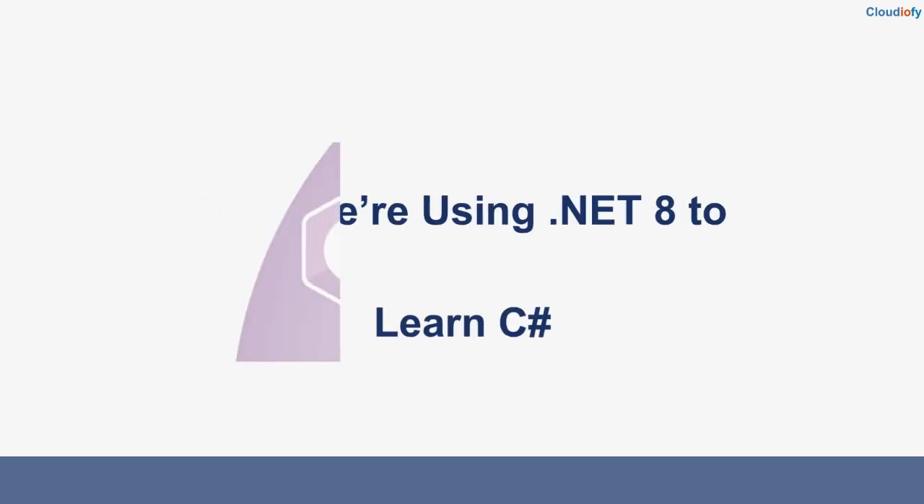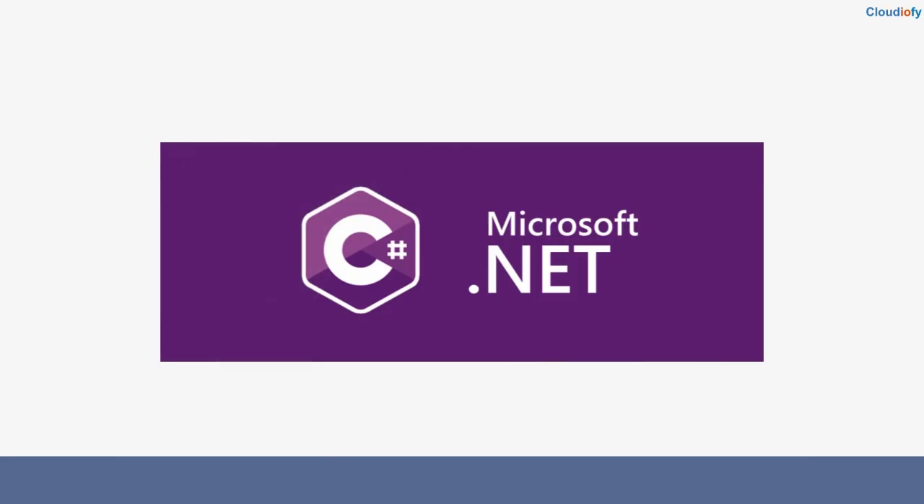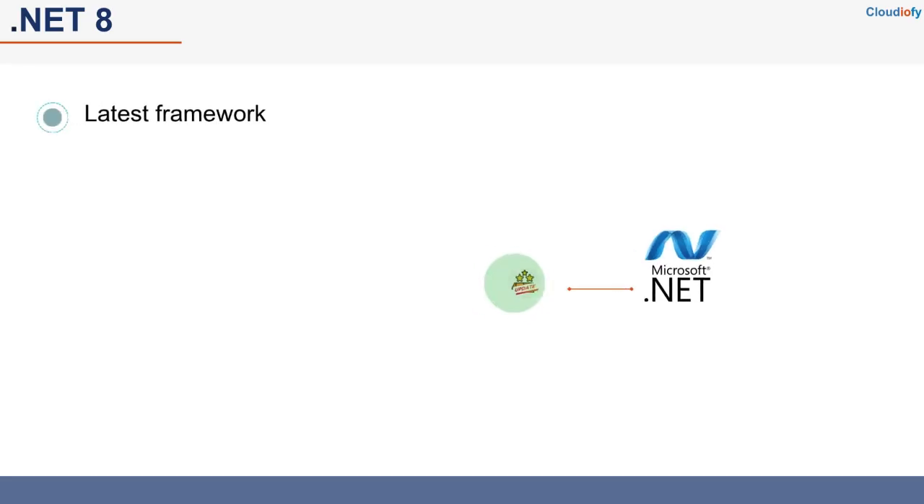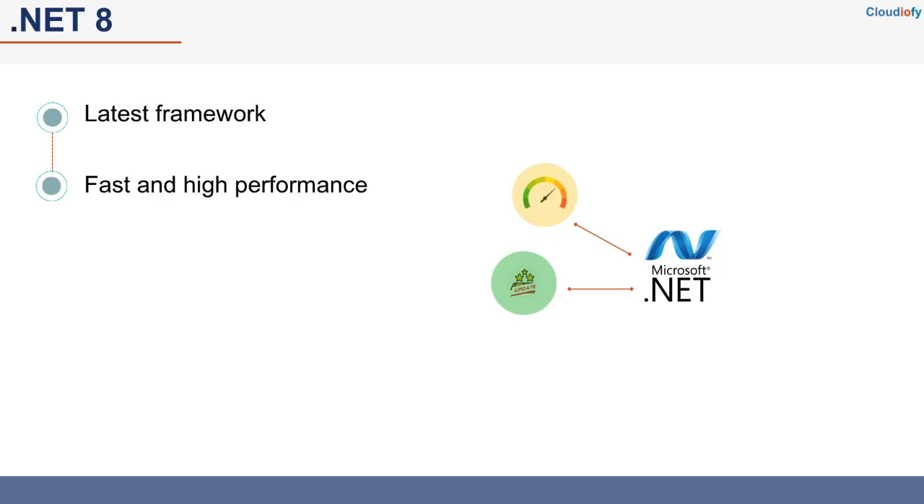Why we are using .NET 8 to learn C#. In this course, we're using .NET 8 because it's the latest and most advanced version of the framework. It's designed with today's development needs in mind. It's also fast, giving high performance in real-world apps. Security is a top priority, and .NET 8 is both secure and reliable.